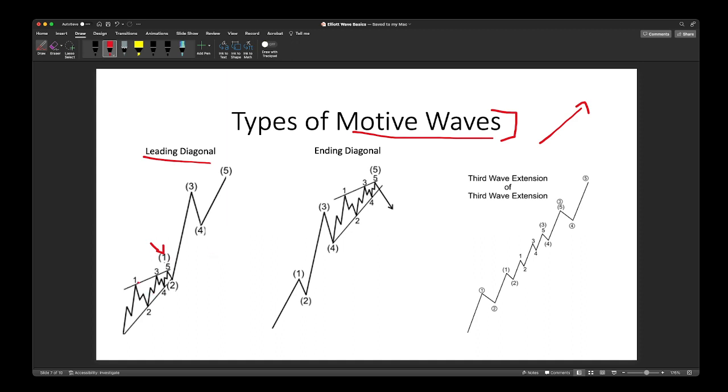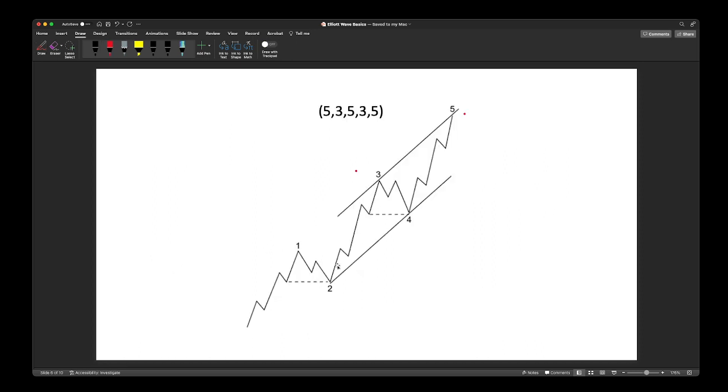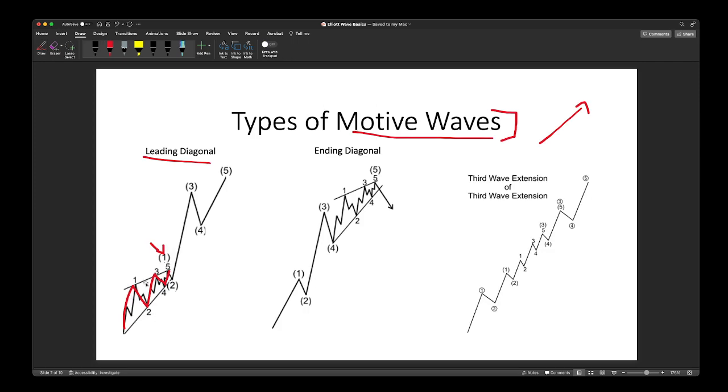Let's go on to this pattern here. We see it's still made up of a 5-wave move. 1, 2, 3, 4, 5. Just the same here. But they overlap. I think that's the key characteristic in the leading diagonal, that waves 1 and 4 overlap. That's what makes them different.